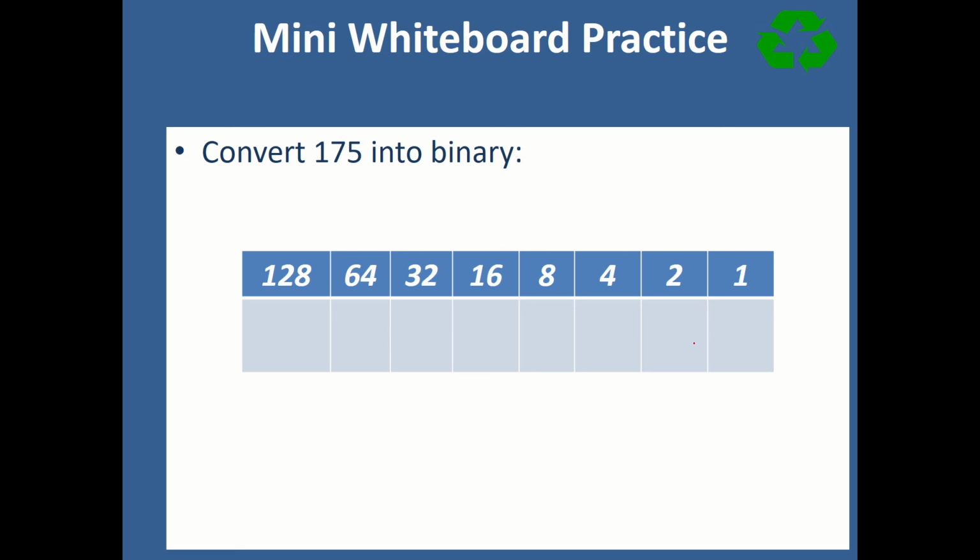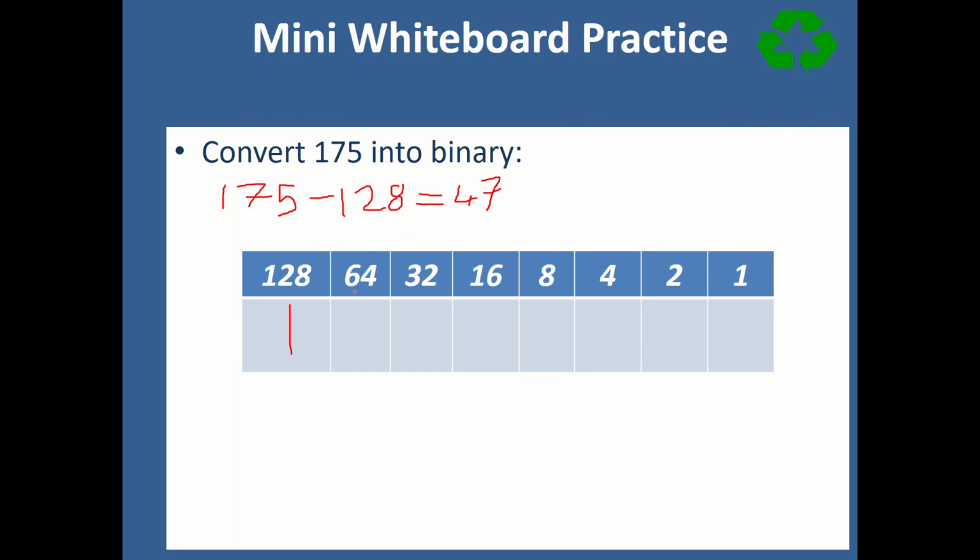175 into binary. Please pause the video and try and do this now. So first of all, we know that 128 does go into 175, so we're going to put a 1 just there. Now, just to help me, I'm going to do 175 minus 128, and that is equal to 47. So we're going to try and calculate the rest to 47.